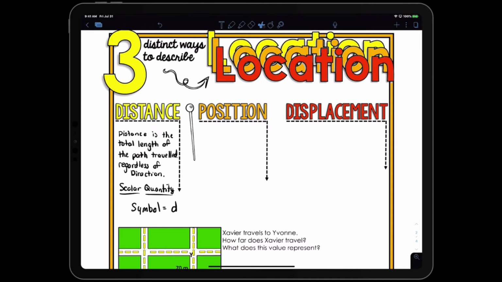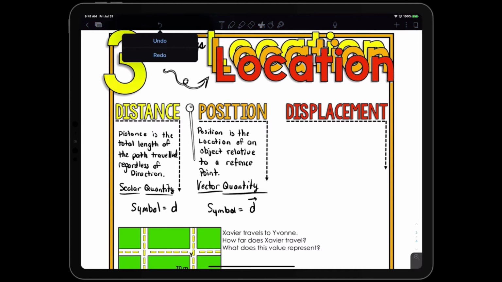The next way that we can describe location is in terms of position. In terms of position, we're looking at the actual location of an object relative to a reference point. Now, this is going to be considered a vector quantity, because if we were going to describe how far you are away from your house right now, depending on where you live, you might be 5 miles south of where your house is located. So that would be describing the position of you relative to where you started this morning.